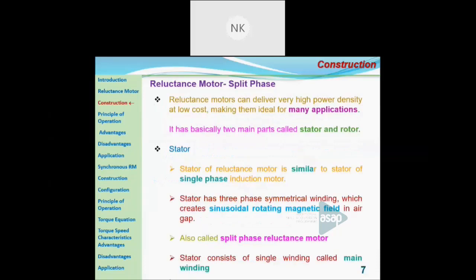Reluctance motors have high power density and low cost, so they are used for many applications. The split phase reluctance type motor basically has two main parts, the stator and the rotor. The stator is similar to that of a single phase induction motor, and it creates a sinusoidal rotating magnetic field in the air gap. It is also known as a split phase reluctance motor or a single phase reluctance motor. The stator mainly consists of a single winding, called the main winding.